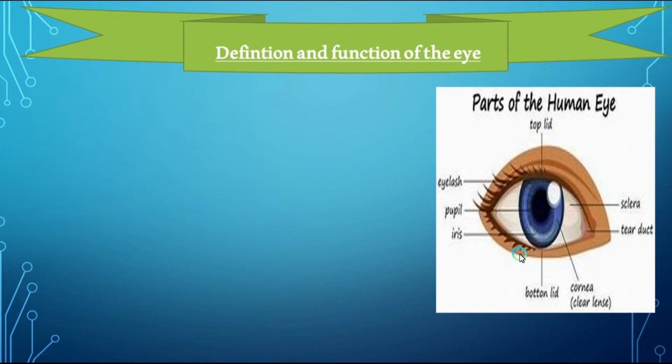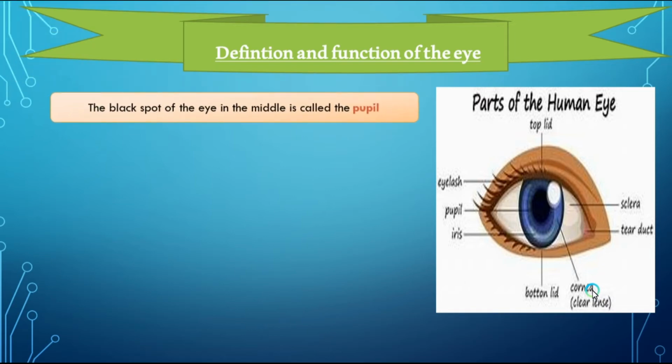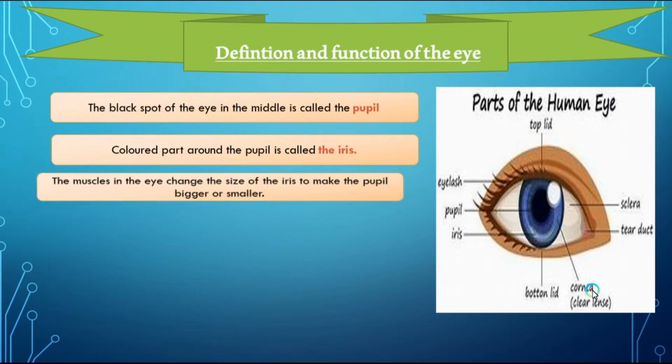But the most important thing, you need to memorize it, my students: the central core, the pupil, the iris, the cornea. Those are the most important parts. You need to memorize them in your brain. And then, what is the role of the pupil? The pupil is the black spot. The iris is a circle that surrounds the pupil. It's colored, sometimes black, brown, green, blue, many other colors.